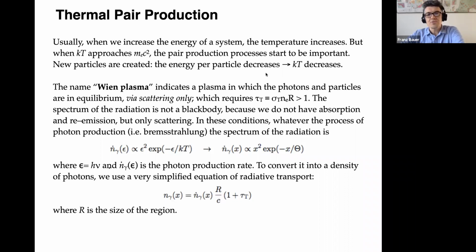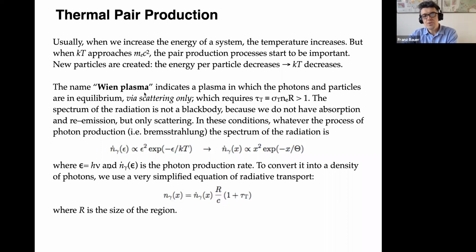If these things are sort of confined, say confined by gravity or confined by some pressure, then you can start to have interesting effects. We can talk about something called a Wien plasma, which is a plasma where the photons and the particles are in equilibrium via a scattering process. So there's no absorption and re-radiation here. It's just the exchange of energy via scattering, or Compton scattering.